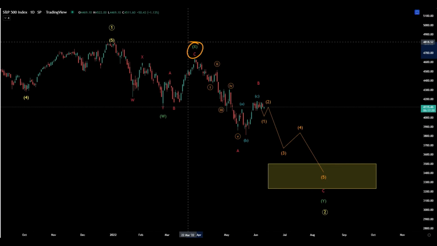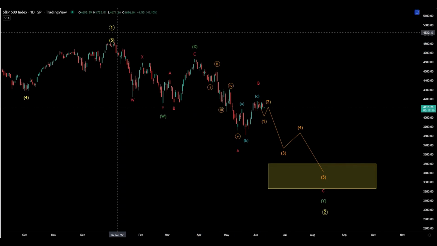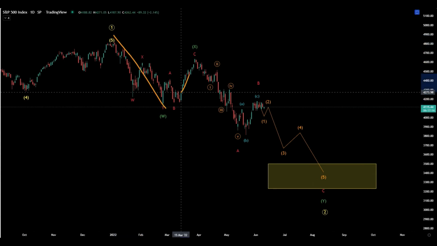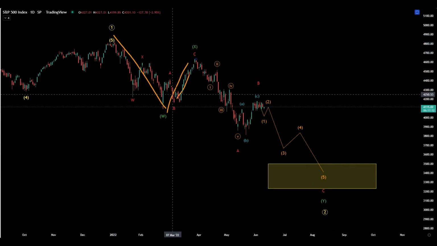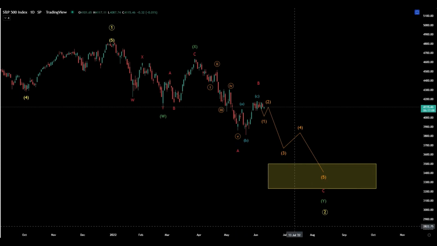The only way you can get a 5 as an ending to all of this is if this wave had to have retraced this wave by a minimum of 90%.